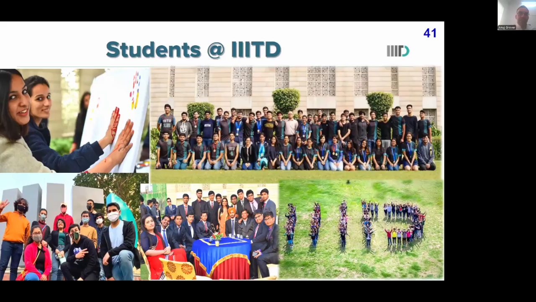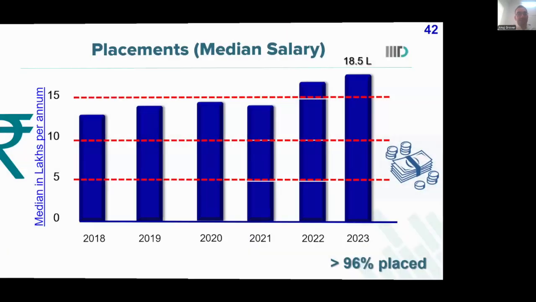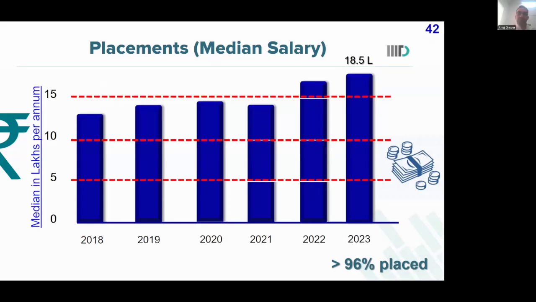The students at IIIT Delhi, so we have more than 3,000 students at IIIT Delhi today, and the median salary of the graduating batches has been consistently rising over the past years. We are proud to say that more than 96% of students who are eligible for placement are placed.